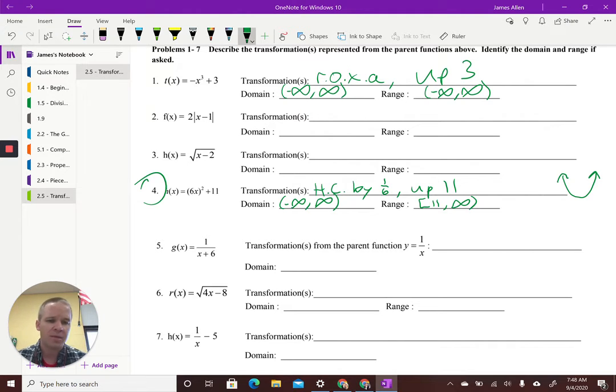Most of the time MyMathLab asks us for interval notation. Sometimes it writes it in set builder. It's good to be savvy with both. The last one I'm going to do here is number 6, and I think you might know why.